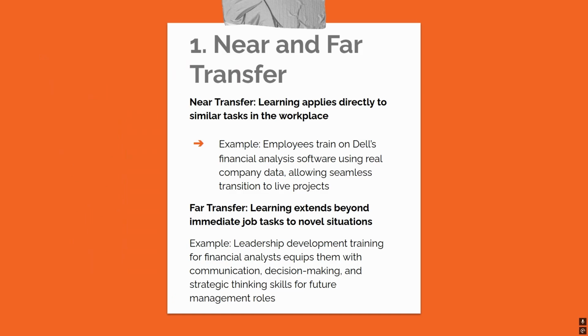Alright, let's get started. Let's talk about near and far transfer. Near transfer would be learning that applies directly to similar tasks in the workplace. Our example is how we have our financial team. We use software that doesn't actually affect any of our company's finances, but it copies real company data, and this allows the company to gain real experience. Because it's fake data, it could be shifty. You don't know if that's how things would be in real life. It's always good to use real examples if you can.